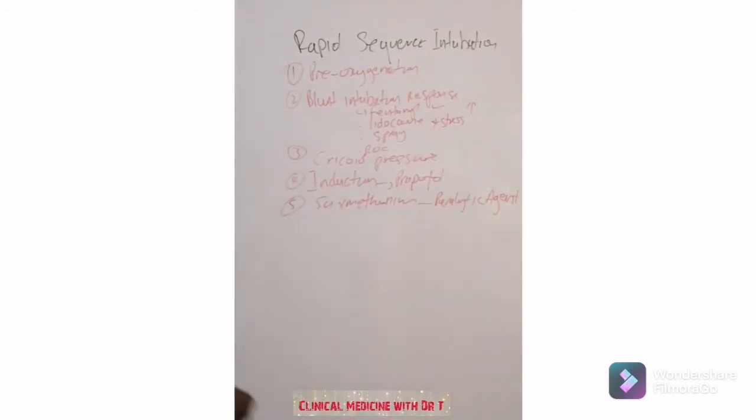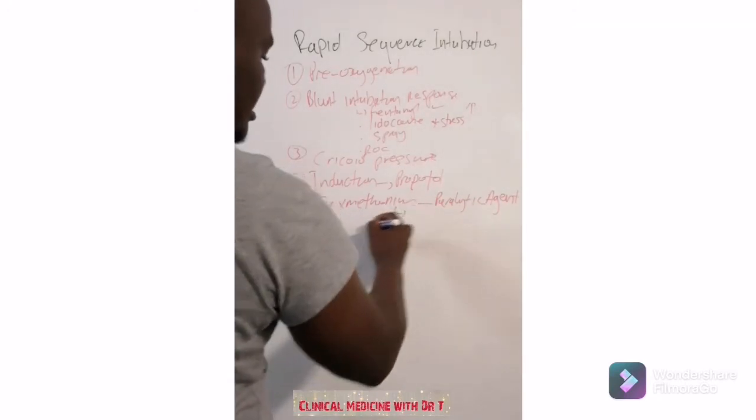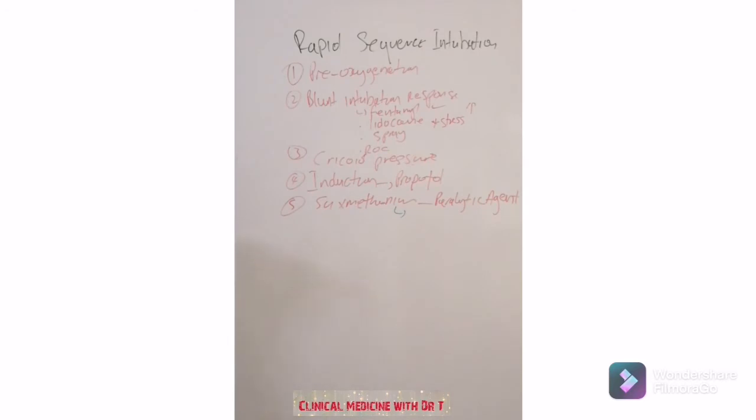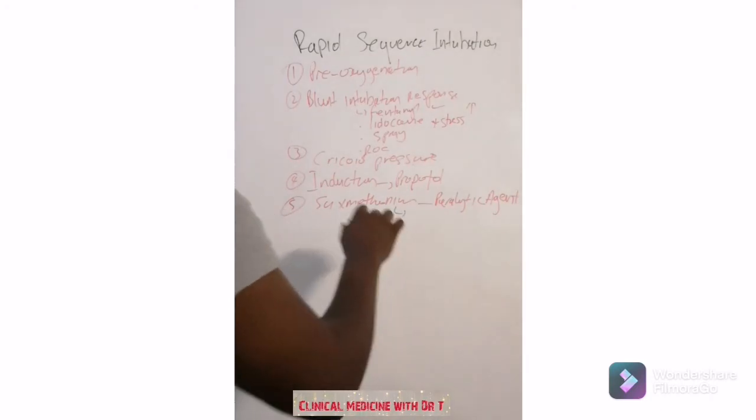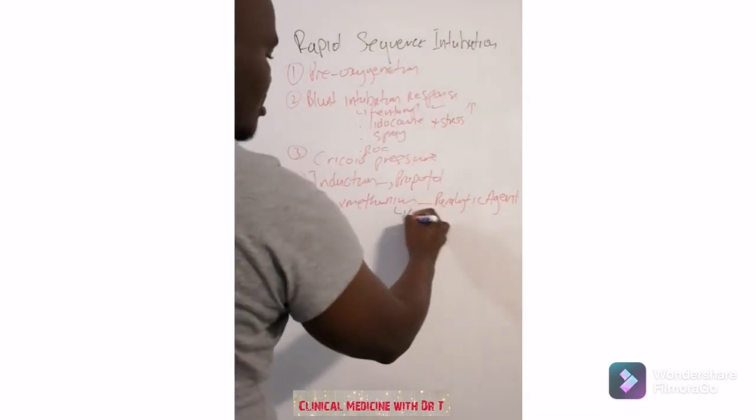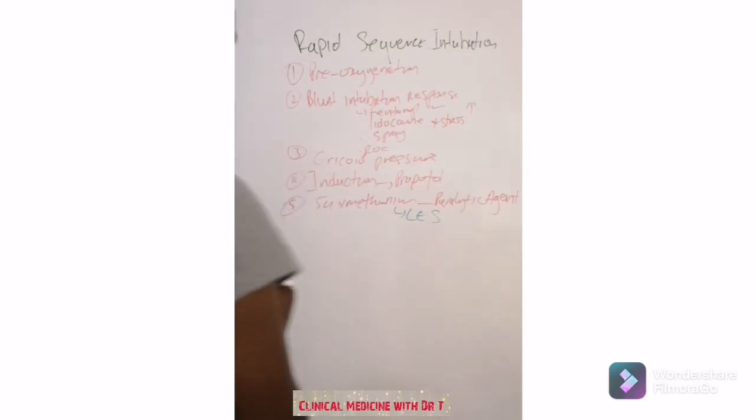So, what suxamethonium does is relax. It's a muscle relaxant. It relaxes skeletal muscles, and in the case of airway concerns, the lower esophageal sphincter relaxation becomes crucial. So it relaxes the lower esophageal sphincter.